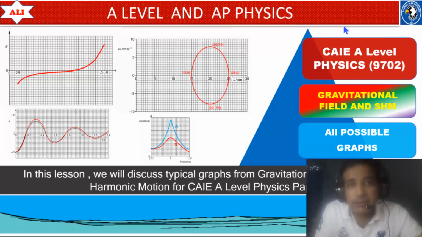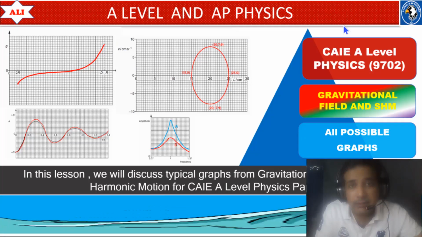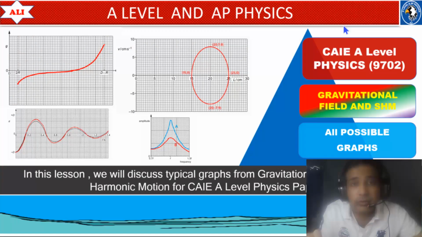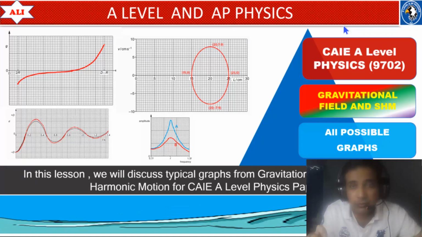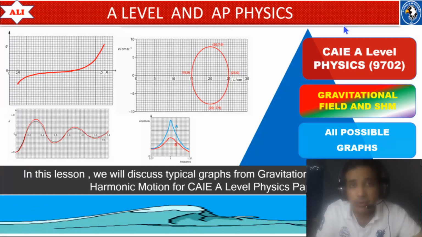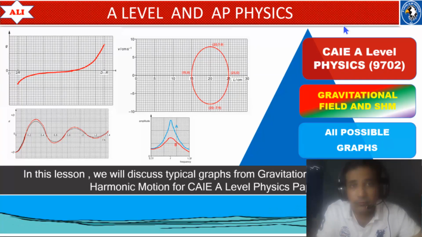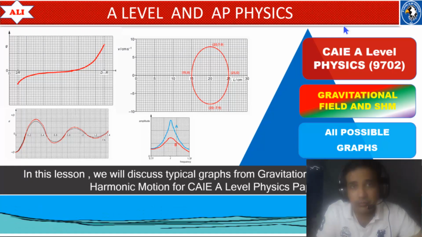In today's lesson, we will discuss all possible graph questions from gravitational field and simple harmonic motion. We will discuss these questions in detail, as we always do, so you can improve your conceptual understanding of gravitational field and simple harmonic motion, and also have a better understanding of graph questions from these two topics. Let's study together, let's improve together.